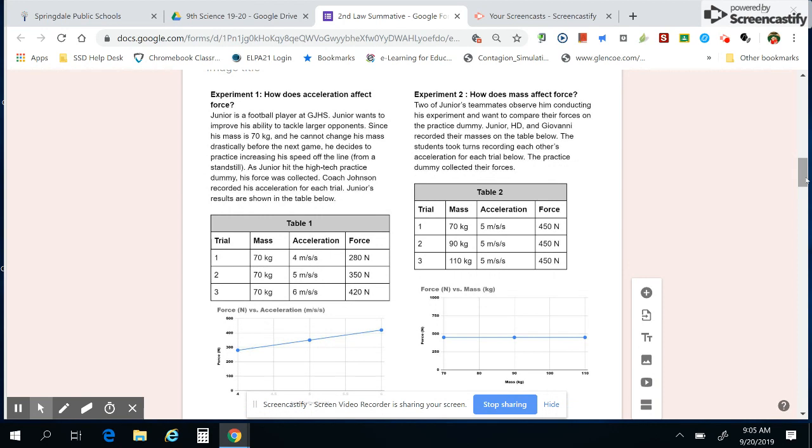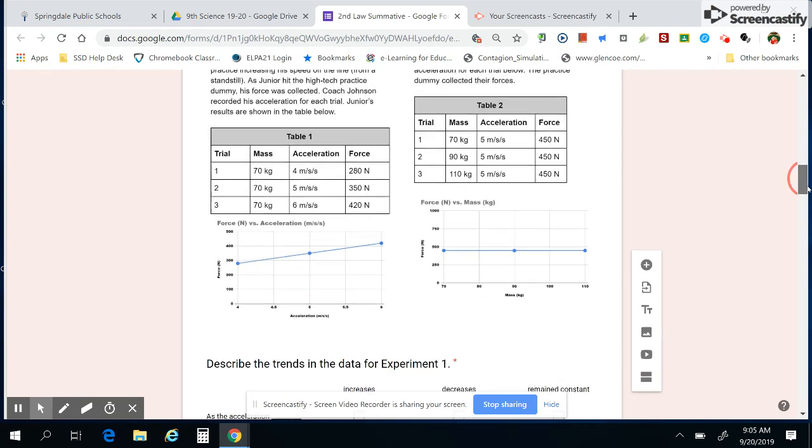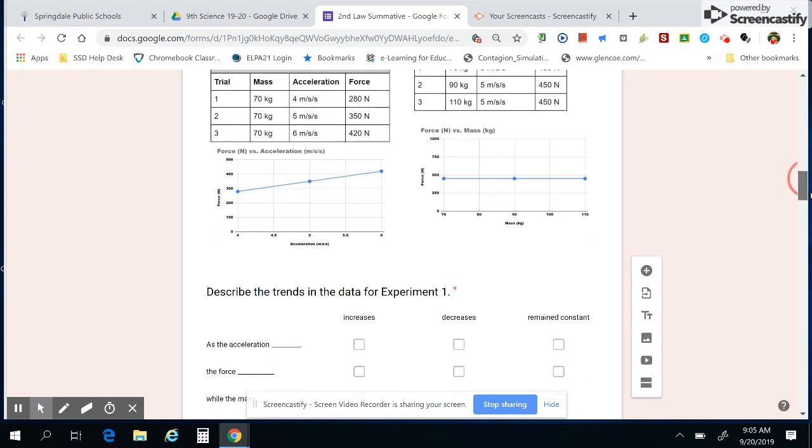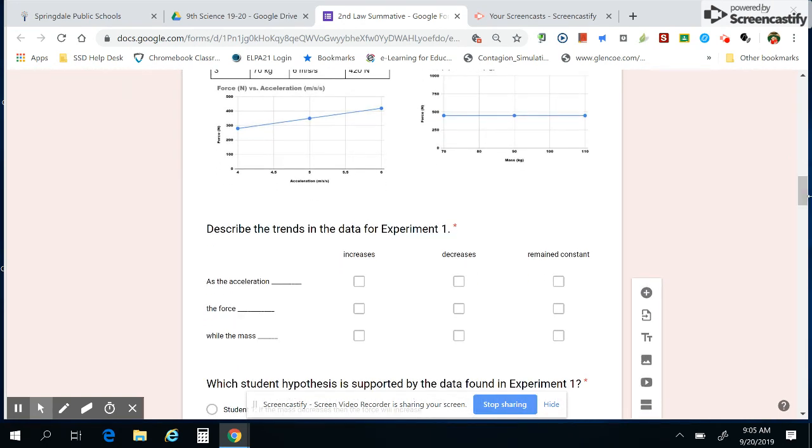Trial 1: 70 kilograms, 4 meters per second squared, 280 newtons of force. Trial 2: 70 kilograms, acceleration is 5 meters per second squared, force is 350 newtons. Trial 3: 70 kilograms, 6 meters per second squared acceleration, 420 newtons. There's the graph. Describe the trends in the data table for experiment 1.